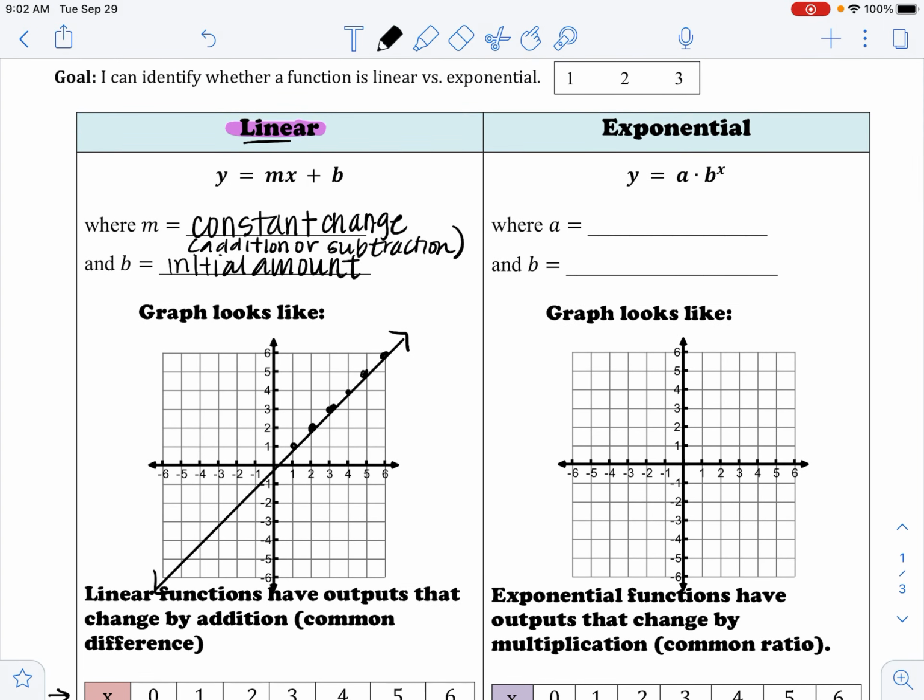Okay, an exponential function is in the form y equals a times b to the x. So notice I didn't go over what x and y represent because x is just your input, y is your output. Same thing here, x is your input, y is your output. So what we have to go over is what are a and b. So in an exponential function, a is your initial amount. And b is your constant change, but this time it's multiplication or division.